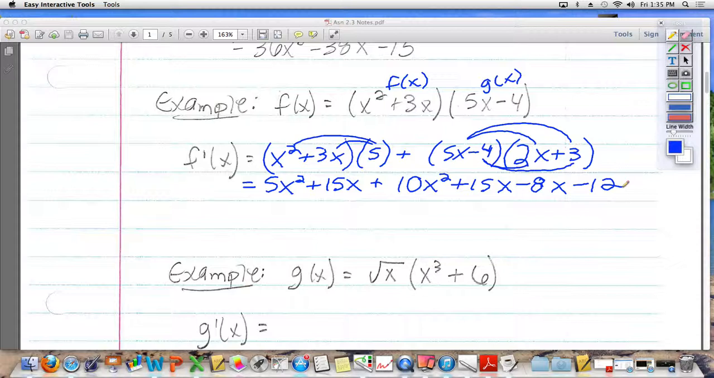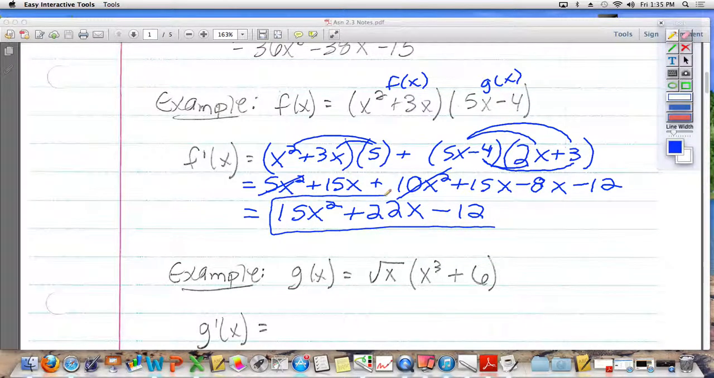And then you just clean it up. So we have a 5x squared and a 10x squared giving you 15x squared. I'm going to cross them off as I go. We have a 15x plus 15x, that's 30, minus 8 is 22, so we have a 22x, and then we have a minus 12 at the end. So the derivative of that thing is this. And you certainly could have just FOILed it to begin with and found the derivative that way, okay? But in a second, soon, like right now, it might make more sense to know the product rule. The last example probably not completely necessary.